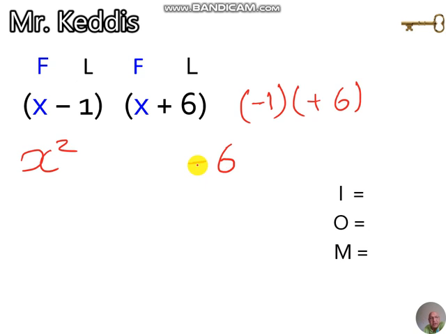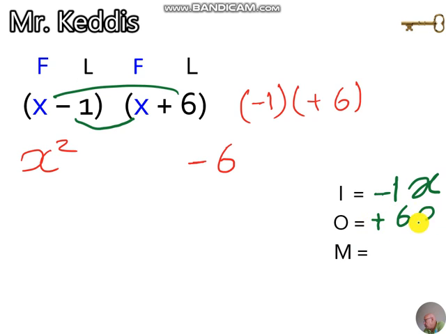To find the product of the inner terms, this is the inner terms, which is negative 1x. The outer term, which is positive 6x. I have 6 higher than 1, I take the sign of the higher number, positive. Because I have different signs, I subtract. 6 minus 1 is 5x. Which means the middle term here is positive 5x.